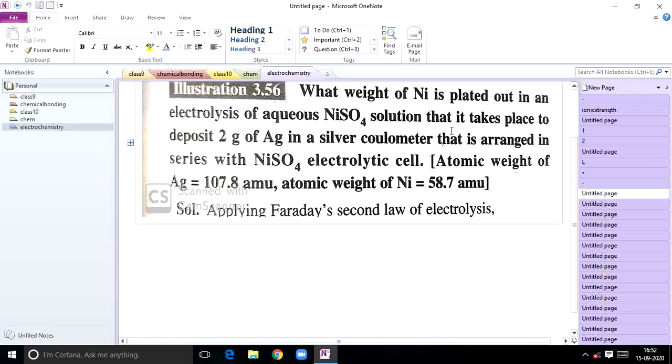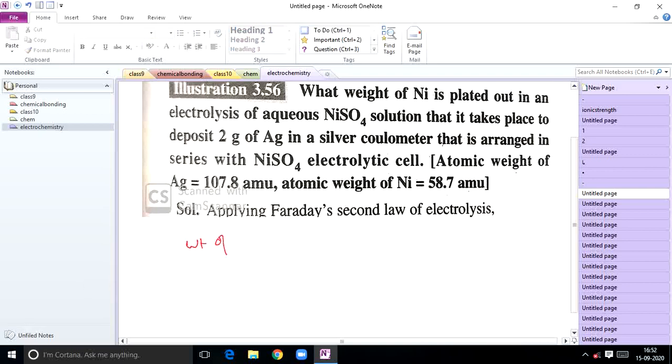Read the question properly. What weight of nickel is plated out in an electrolysis of aqueous nickel sulfate that takes place to deposit 2 grams of silver in a silver coulometer that is arranged in series? So these are two electrolytic cells connected in series. Faraday's second law you have to apply.